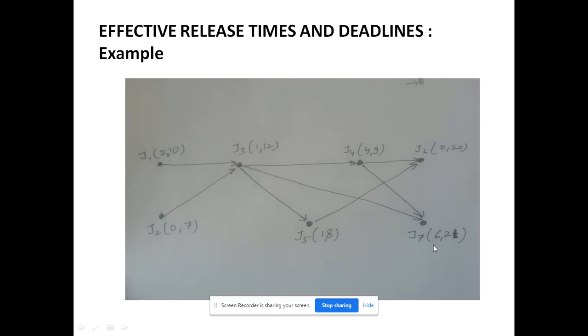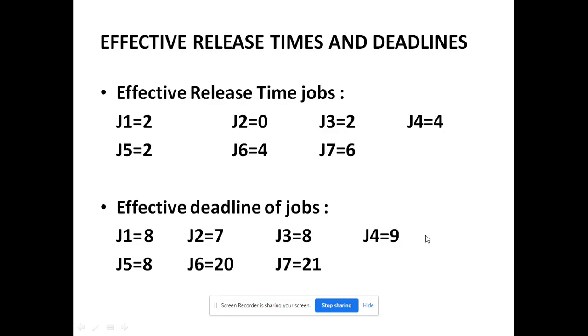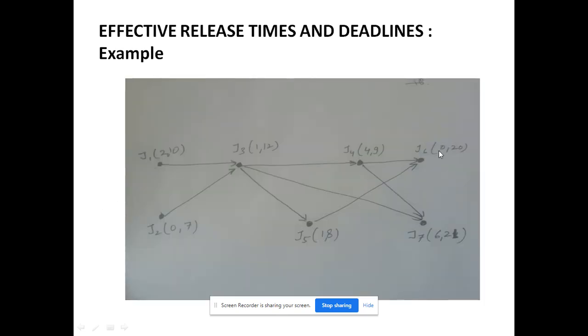So the given release time of J7 is 6, the effective release time of J4 is 4, and the effective release time of J3 is 2. The maximum value among these three is 6. So the effective release time of J7 is 6. So this is the effective release time of all the jobs. Here we see how it will be calculated.